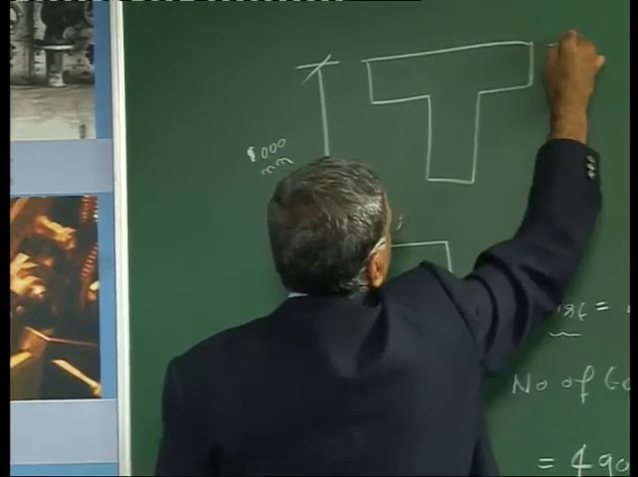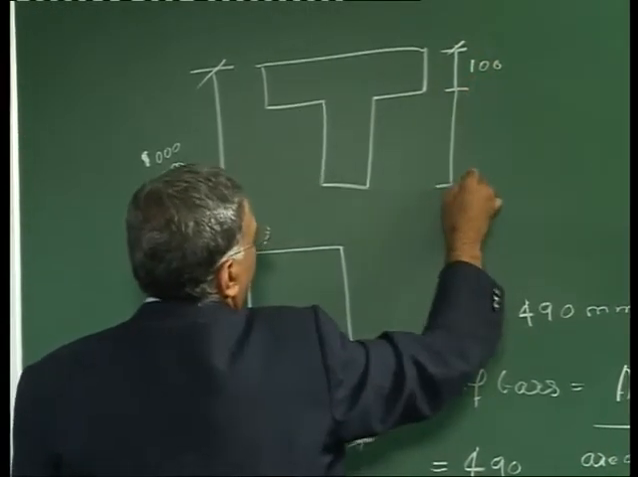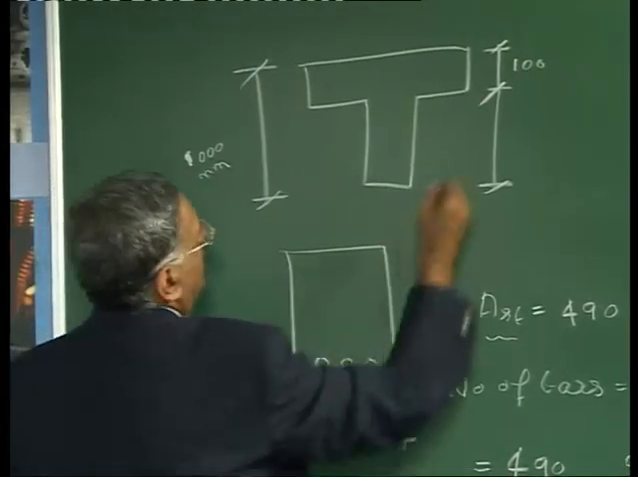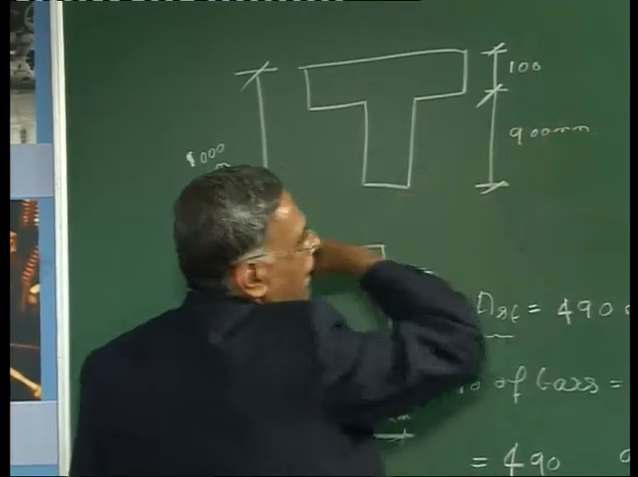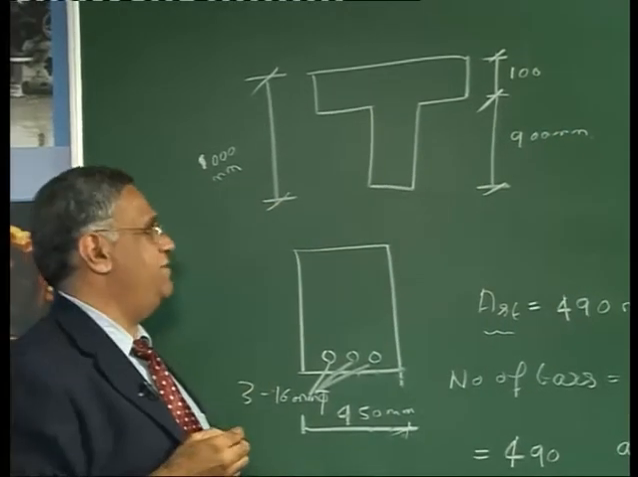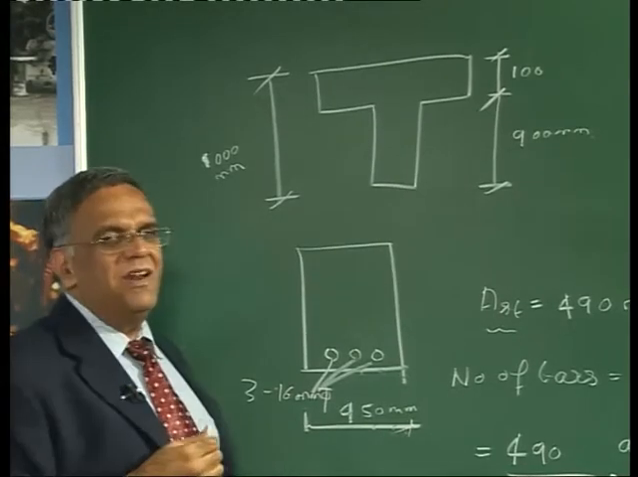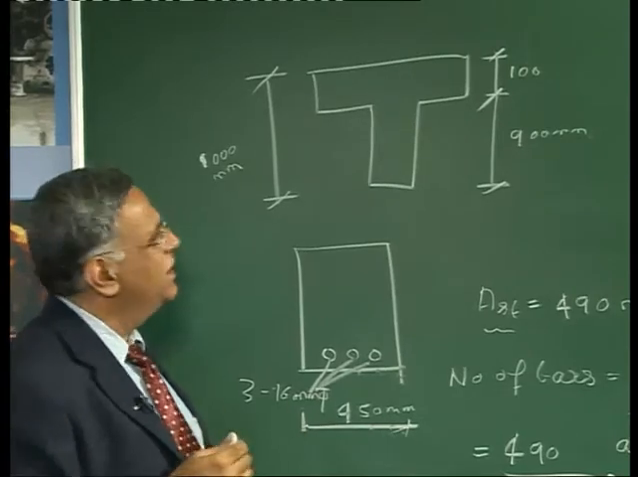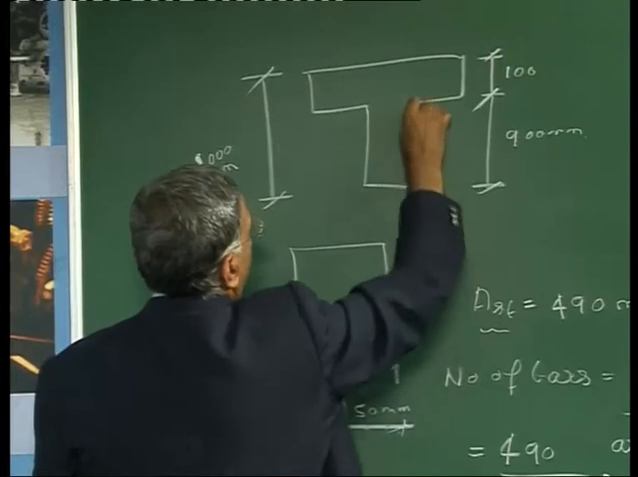This is known as the flange. Let us take the flange width as 100 mm, and now the depth of the web of this beam becomes 900 mm. Beams of this type are going to laterally buckle, and there will be cracks in this beam because of the large depth.